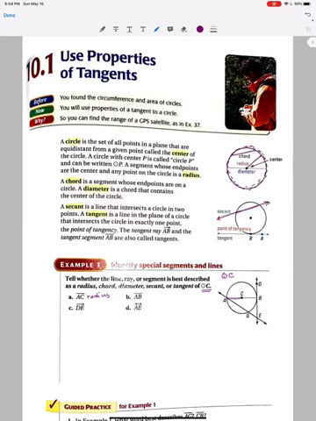Okay. AB. That goes all the way across, so that's the diameter. Ray DE. Ooh, DE touches it one time, so that's a tangent ray. And then AE. AE goes through the circle, so that's a secant line because it intersects the circle on either side.